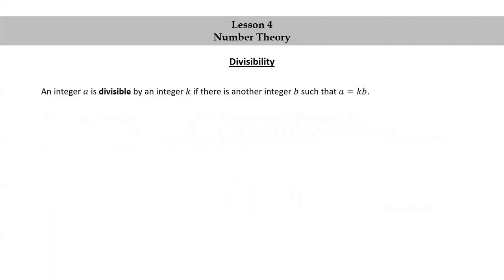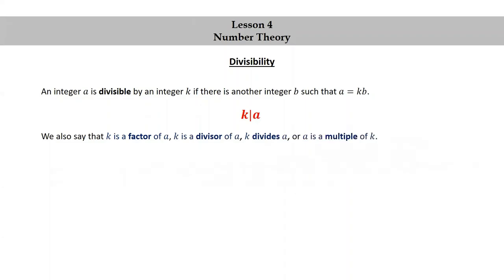An integer a is divisible by an integer k if there is another integer b such that a is equal to k times b. We use the vertical line symbol to represent this. This could be read as k is a factor of a, k is a divisor of a, k divides a, or a is a multiple of k.